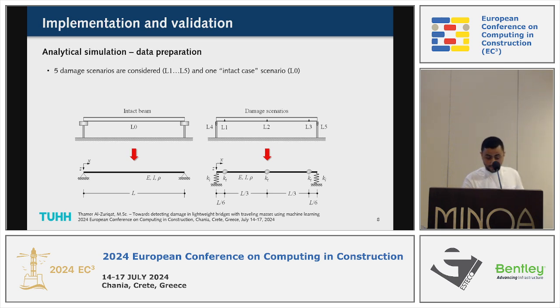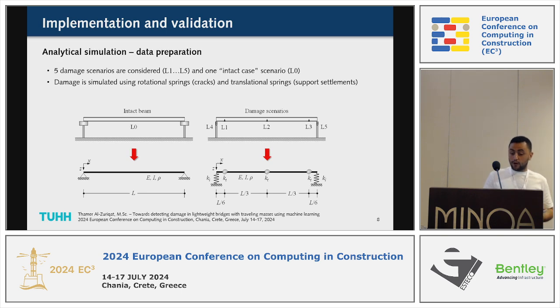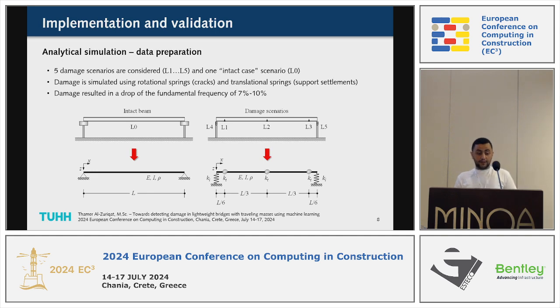And for these 5 damage scenarios, for example, here in the middle when we have a crack, one way to simulate it is by putting a rotational spring in the span. To simulate a damage at the support, we can put a translational spring at the support. We defined in our criteria that this damage should represent a 7 to 10% drop in the fundamental frequency in our data or in our result.